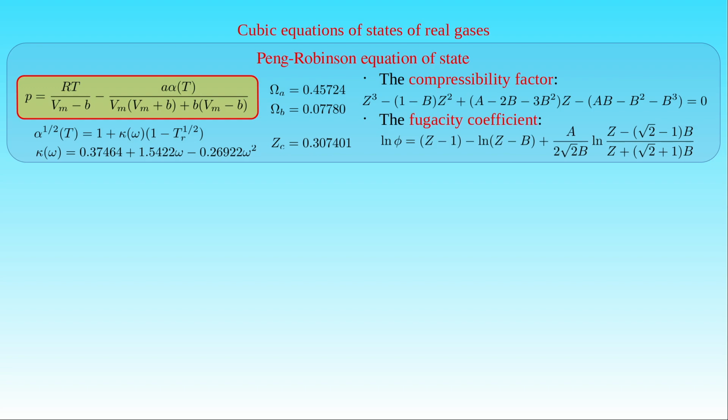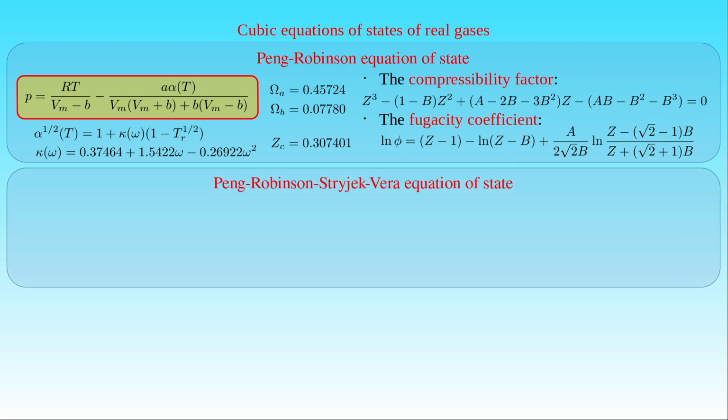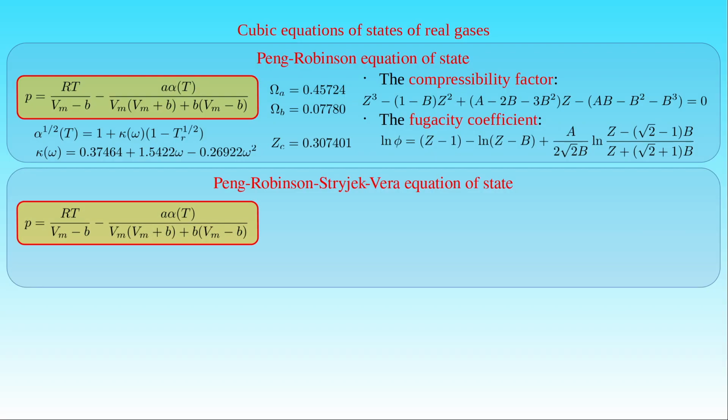In 1986, Stryjek and Vera proposed the following modified version of the Peng-Robinson equation of state to extend the range of its applicability to polar substances. Their equation of state still has the same form as the one introduced by Peng and Robinson, but the square root of the alpha function in the attraction term is defined by kappa naught, plus kappa 1 times 1 plus the reduced temperature Tr raised to the power 1 over 2, times 0.7 minus Tr.